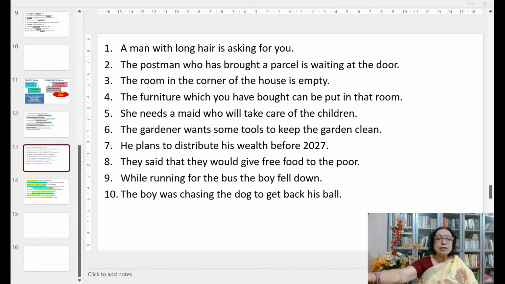This third sentence is, the room in the corner of the house is empty. So in the corner of the house, Anjana ji, it's a phrase, right? No problem. But you have to give up to house. The room in the corner of the house, or in the corner of the house.